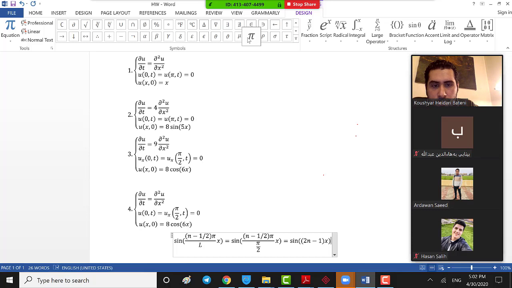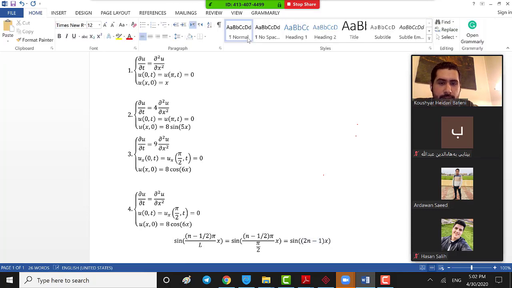Now, I'm using Word, and the conclusion was that the eigenfunction for this problem is sine of (2n minus 1)x. Now, I'm using that to give you a good initial condition. Now I write 4 times sine of 7x. Okay? Do you see the magic?